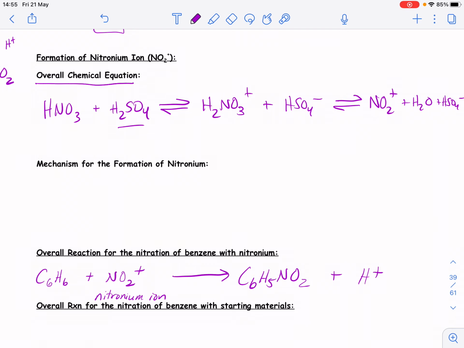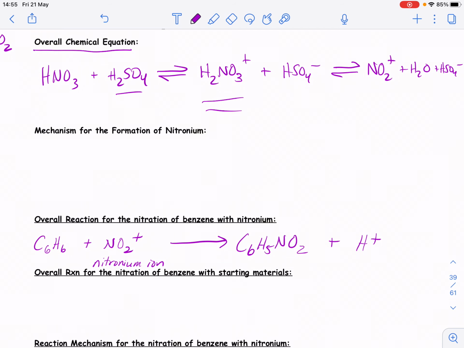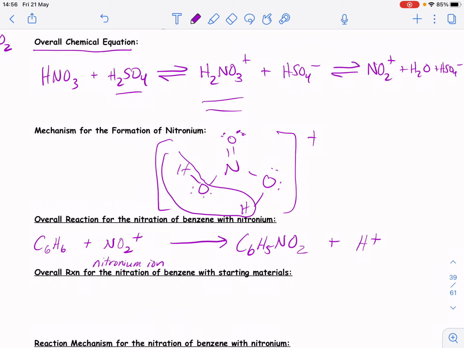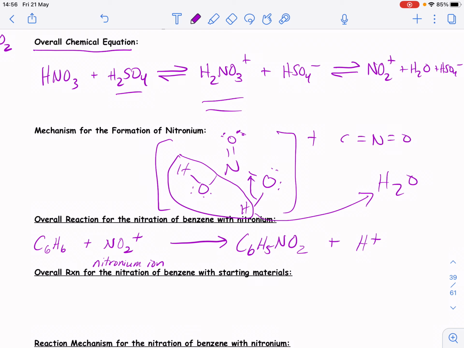You don't really need to show it as a mechanism, but I'll just simply show this one, H2NO3 plus. H2NO3 has these two OH groups off of it, and overall it has a positive charge. And through sort of a chain of electron donation, essentially one of these groups is going to leave as water, because it's quite a stable molecule, it'll break off. And then these electrons here will fill in this spot between the N and the O, and we'll end up with NO2 positive.